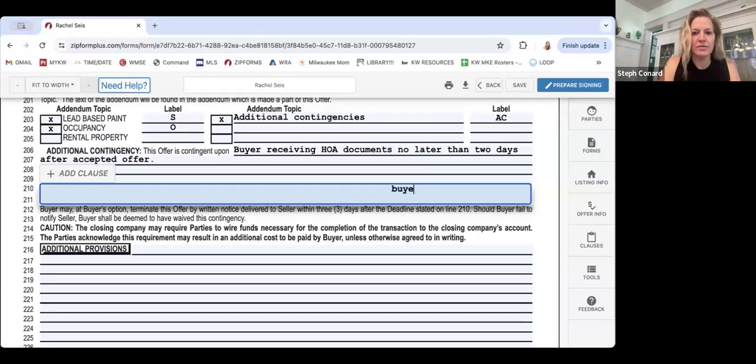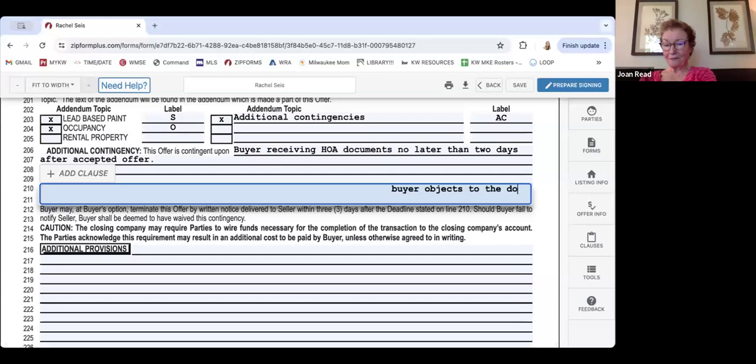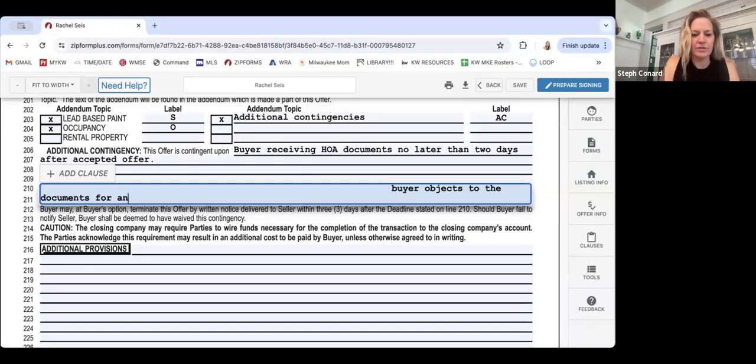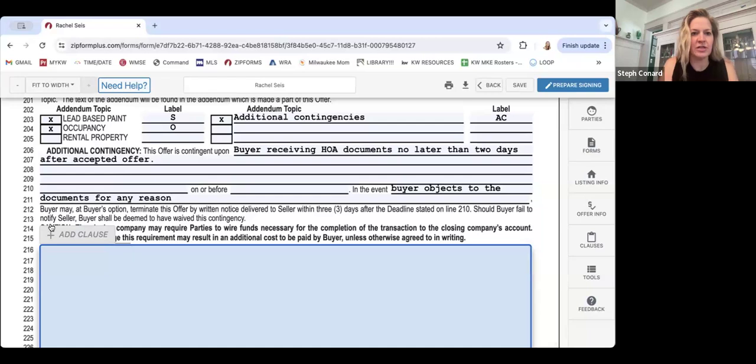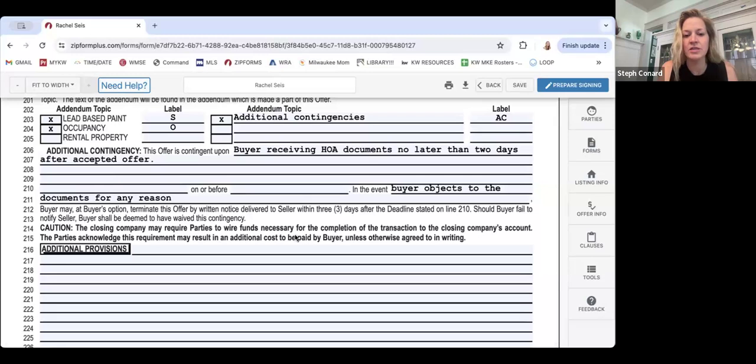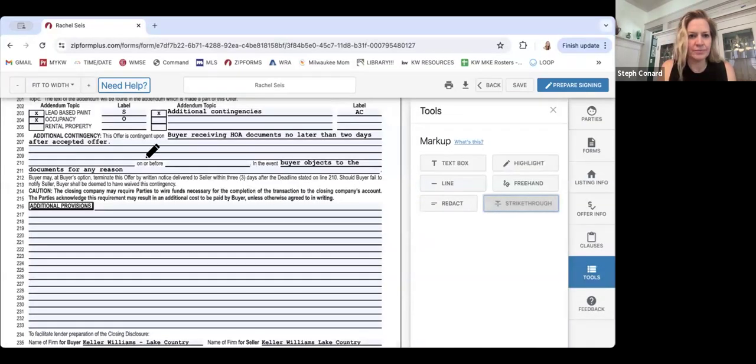In the event buyer objects to the documents for any reason, I think there'd be a better way to say this, but you guys get the sentiment. Buyer objects to the documents for any reason. Then it continues on line 212. Buyer may, at buyer's option, terminate this offer by written notice delivered to the seller. So this is just an example of what you could use that for.